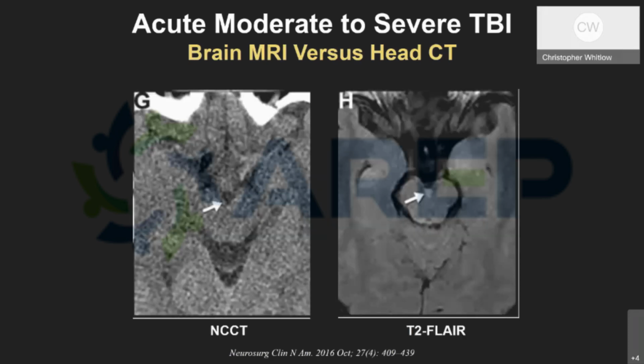Several studies have demonstrated that T2 and FLAIR sequences can be more sensitive than CT for detecting subacute subarachnoid hemorrhage, small subdural hematomas, brain contusions, and brainstem injuries, and that's evidence level 1B and 2. You can see those tiny, tiny amounts of blood product, and in this case, you can sort of see it a little bit better. This is the same patient, non-contrast CT on the left, T2 FLAIR on the right. You can sort of see that the blood in the interpeduncular fossa is a little bit more conspicuous on the MRI.